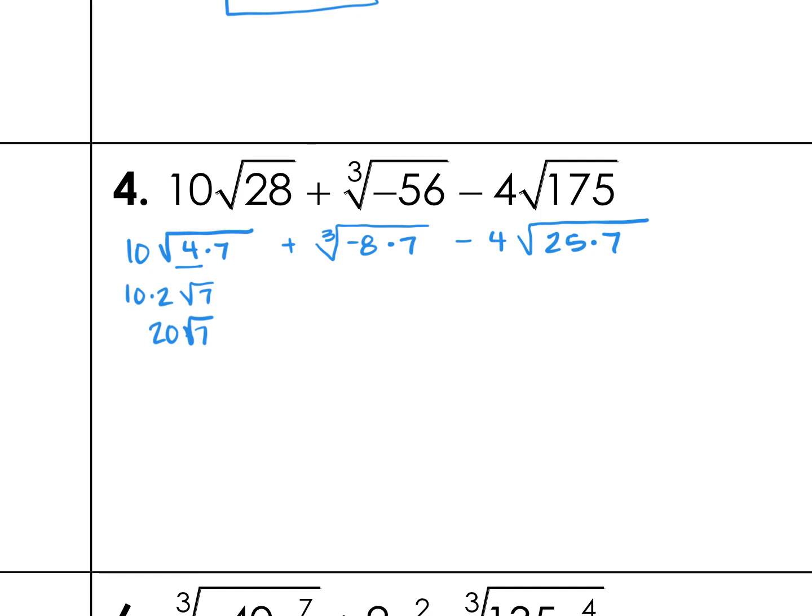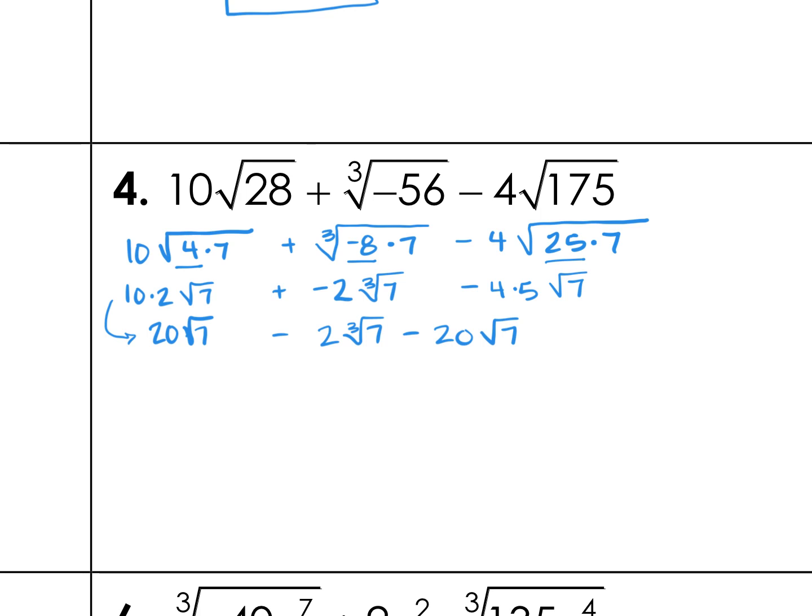And if you can go right to this step here, that's fine. Some days I can and some days I can't. So I take out the perfect cube of negative 8, which is negative 2. We're left with a cube root of 7. And then take out the square root of 25. So I have minus 2 cube root of 7 minus 20 square root of 7.